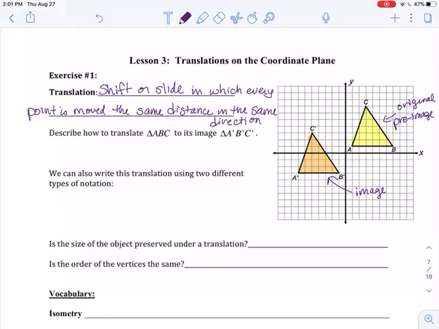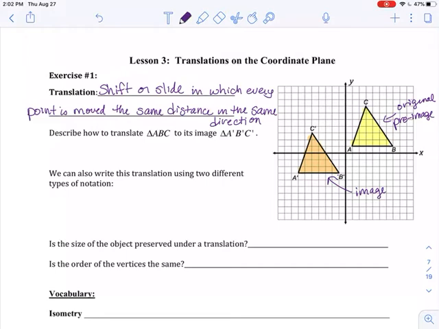And you can see that I shifted these. I want to describe how to translate ABC to its image, A prime, B prime, C prime. I didn't reflect it, I didn't flip it, because the A is on the left and the B is on the right, and on the image, the A prime is still on the left and B prime is on the right. But I slid it over.